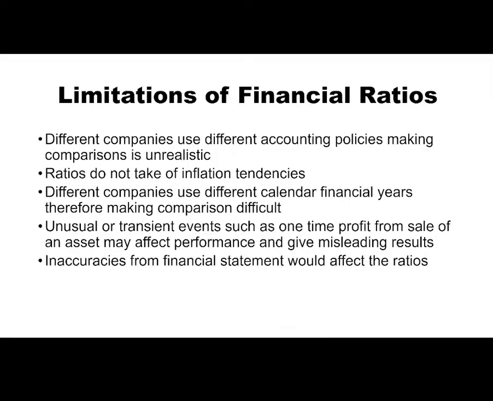Then you also have unusual or transient events, such as a one-time profit from the sale of an asset, which may affect performance and give misleading results. We also have that one as a limitation. Another one is that inaccuracy in the financial statements would affect the ratios. So those are some of the limitations that financial ratios have.